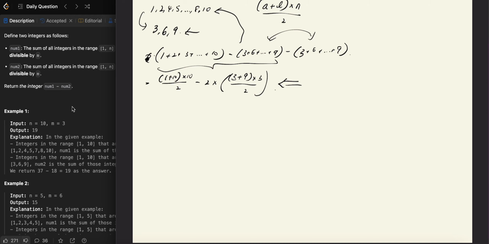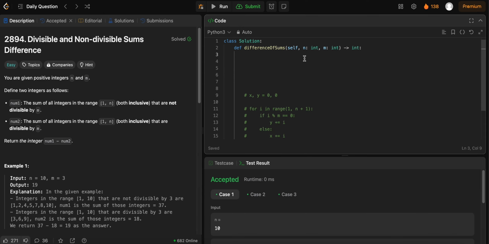And yeah, we can code this up as well. So what we need to do is, well, the thing that takes a bit of thinking is how to find the last element that is divisible by m. But it's not too hard because we can use modulo to find that. So yeah.